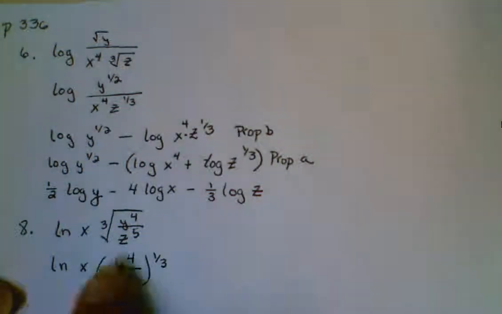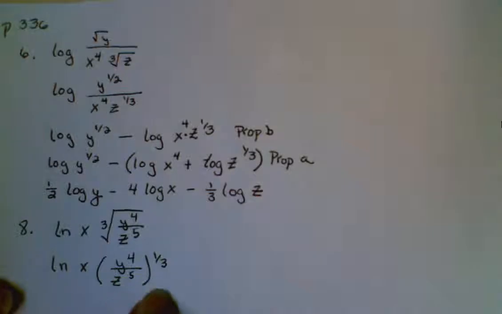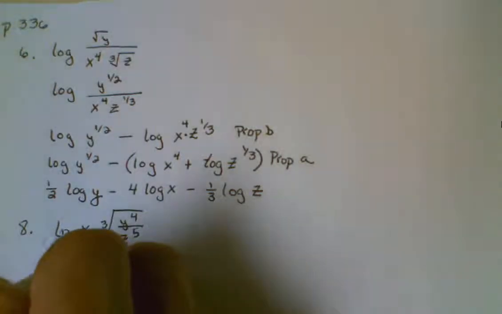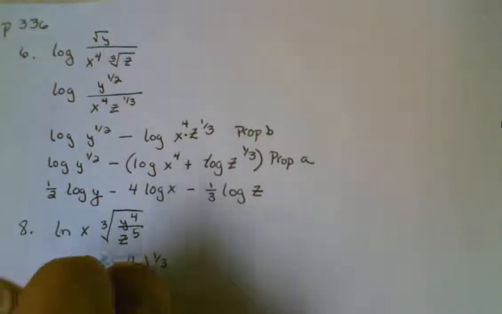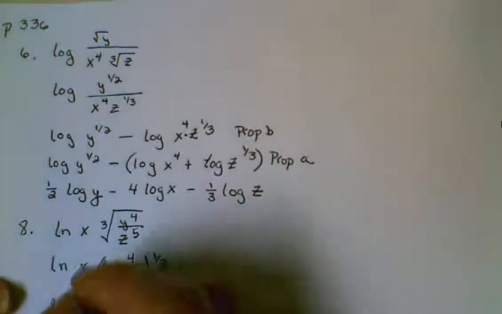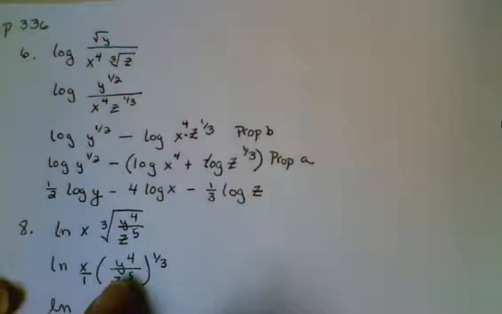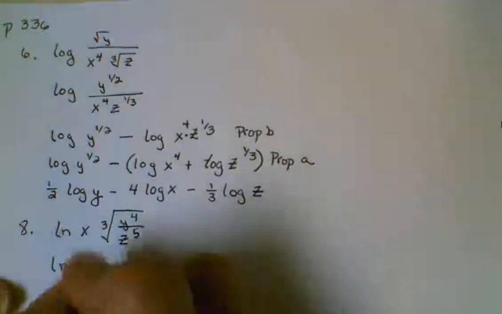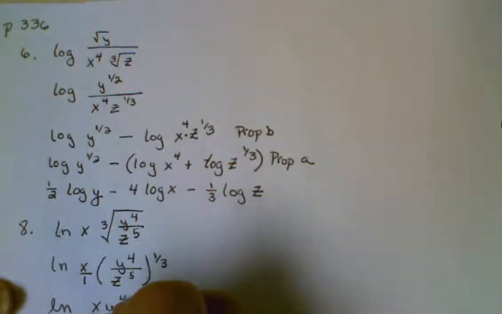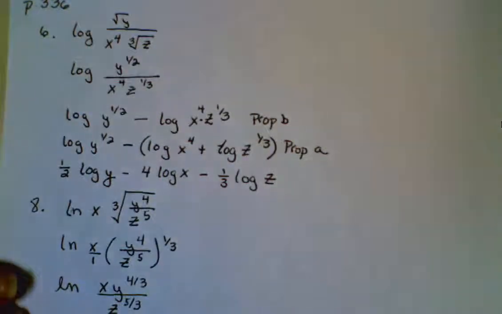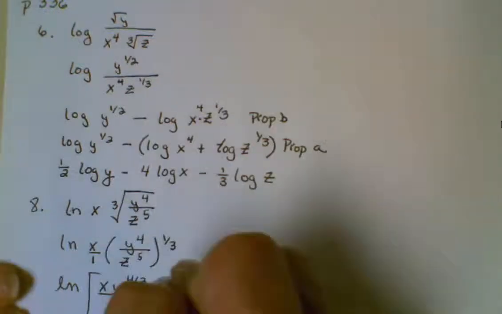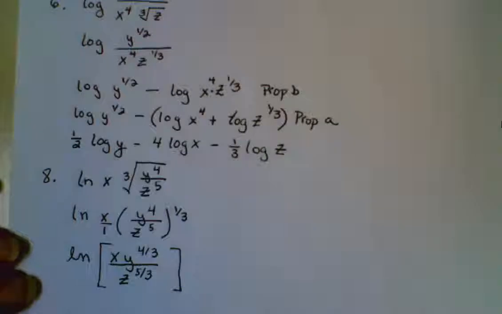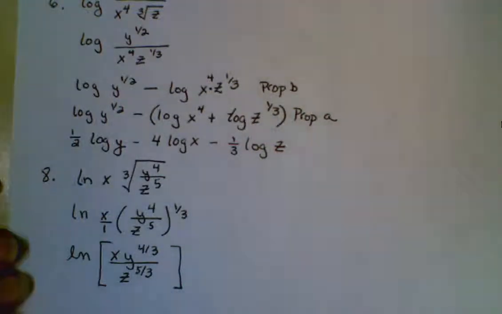And then perhaps I'd like to clean that up a little bit before I actually use my properties of logarithms. I would remove these parentheses by saying when you raise a power to a power, you multiply those exponents. I may also put that x over 1 and write that as natural log of a single fraction. My single fraction would be an x in the numerator, a y to the 4/3 in the numerator because I've multiplied those exponents, over a z to the 5/3 in the denominator because I've multiplied those exponents. I haven't used my properties of logs yet. I just simplified that argument before I started using the properties of logs.